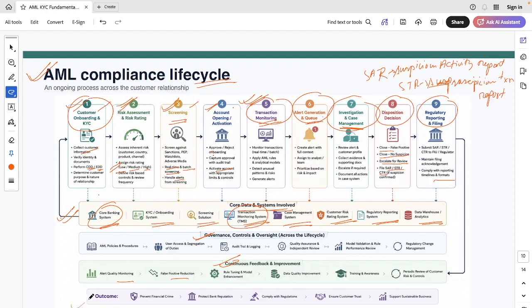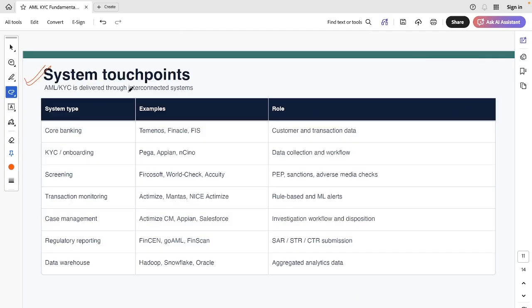Then we have the final outcome. The final outcome of this entire life cycle is not just filing reports to the regulators. The bigger purpose is to prevent financial crime, protect the bank's reputation, comply with the regulations, maintain customer trust, and support sustainable business. So AML is not a back office formality; it's a major risk management function inside the bank. Okay, now let's understand one very important point: system touch points.